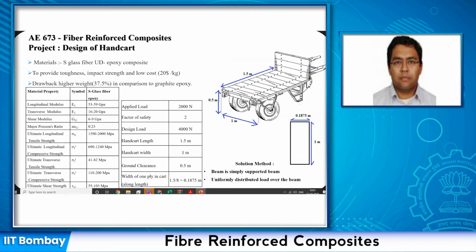Here you can see the material. The assumption that I have taken is that the beam is a simply supported beam, and the weight is uniformly distributed. And the beam, as you can see, along the 1.5 meter length, it is divided. So the whole weight will be divided along the beam. That's all, sir.